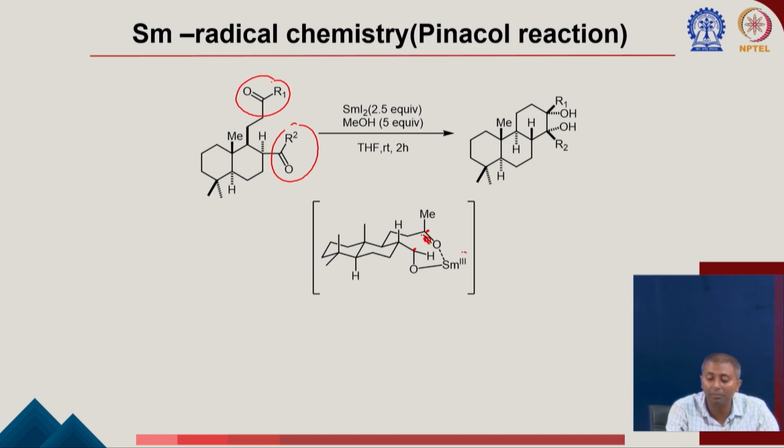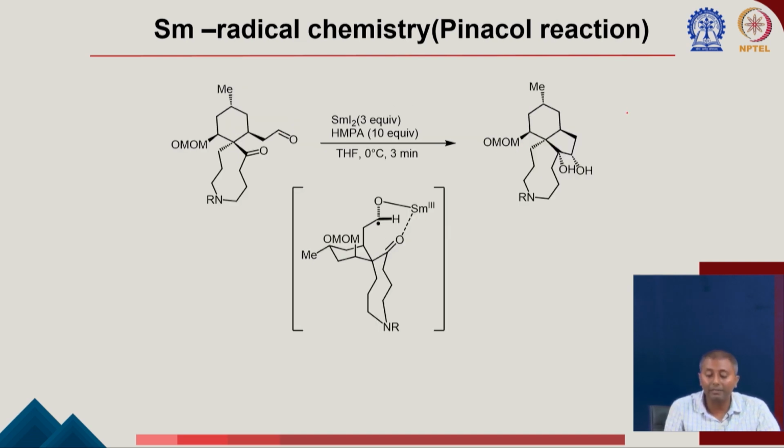Then samarium will make a coordination. Once the samarium coordinates, these two ketyl radicals go for radical recombination to form this six-membered product. And here you can see that as the samarium is coordinating with both oxygens, they are going to be on the same side. So they are actually a little down. You can see in this molecule there is a methyl up, and both oxygens are down in the product.